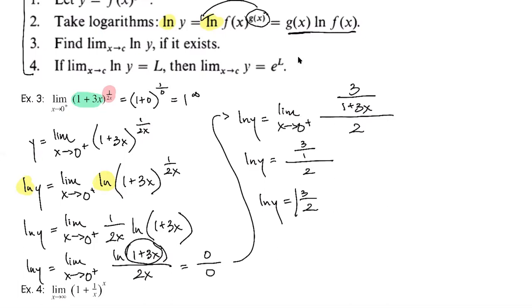So we're not going to put a box around that 3 halves because we have one last step to get y by itself, and that is to raise both sides, e to the power of both sides. And so on the left, that will give us y. And on the right, that'll give us e to the 3 halves. And not 3 halves, but e to the 3 halves is our final answer.